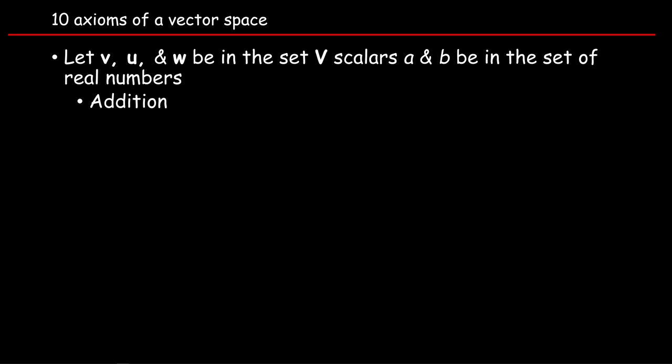So the first 5 are going to be under addition. The first axiom is that it's closed under addition. That means any two vectors, in this case u and v, when you add them together, their sum would also be in the set V, or capital V.